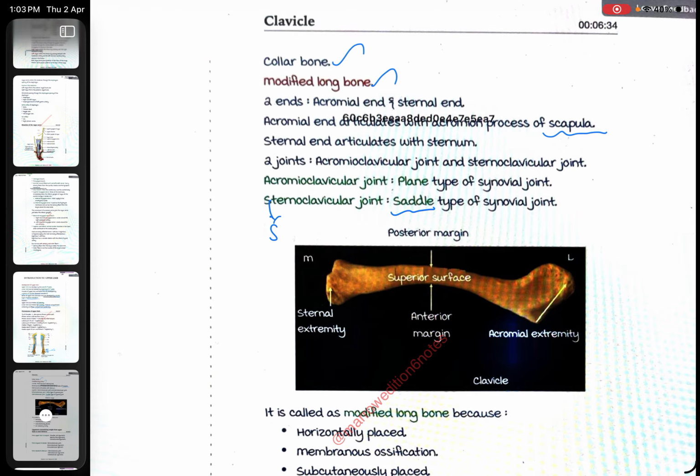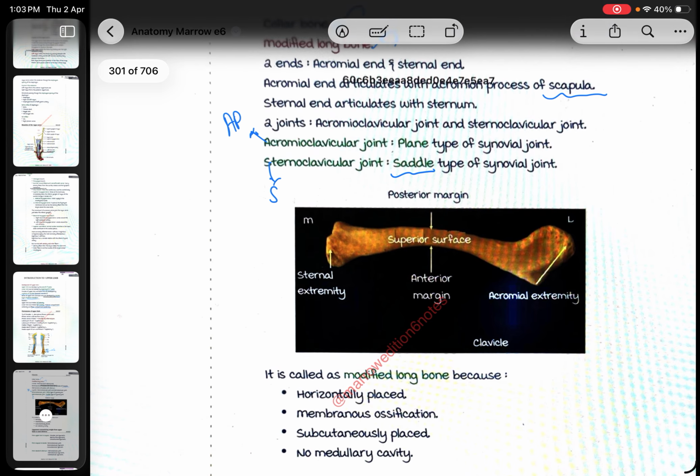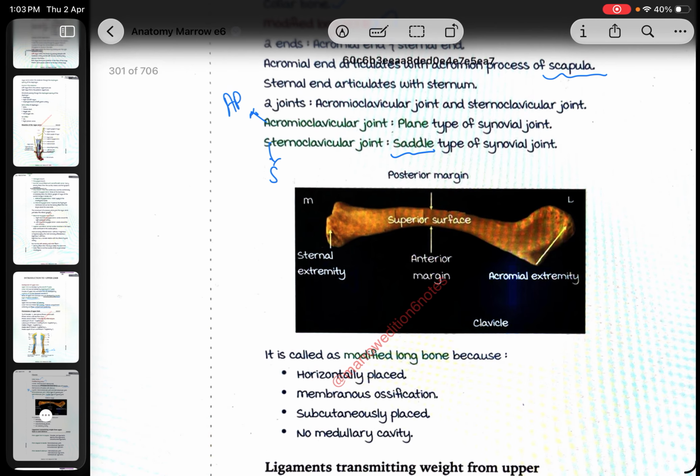Saddle, yes, for S. And here you can remember something like APJ Abdul Kalam. So, medial aspect, sternal extremity. The superior surface is shown here, and the anterior margin. This is the anterior margin. Posterior margin. This is the acromial extremity which connects with the acromion process of your scapula.